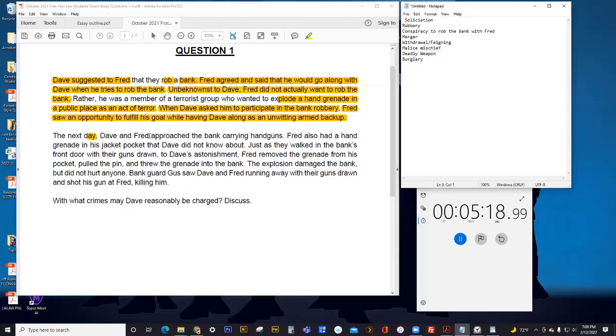Dave and Fred approached the bank carrying handguns. All right, so approach the bank. So that could be an overt act that you might need for conspiracy, or it might be a substantial step if you want to bring up an attempt. We don't know how far they get with the robbery, so I forgot that earlier, so I'm going to put down here substantial step for an attempt. Carrying handguns. Oh, with handguns. Handguns are also deadly weapons.